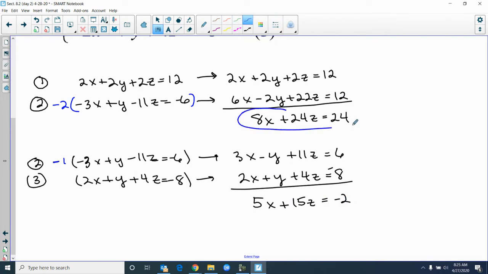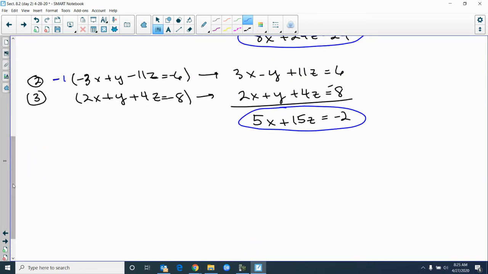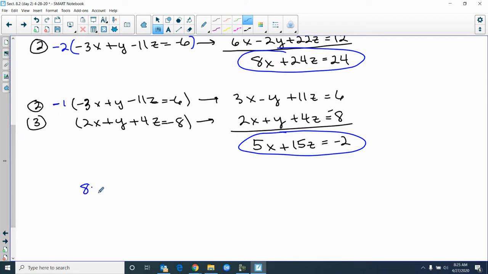All right, this is our goal: get a 2 by 2 system. So now I got 8x plus 24z equals 24. I have 5x plus 15z equals negative 2. Let's get rid of the x's. They're a little bit smaller than the z's. I'm going to multiply the top by negative 5, the bottom by 8.